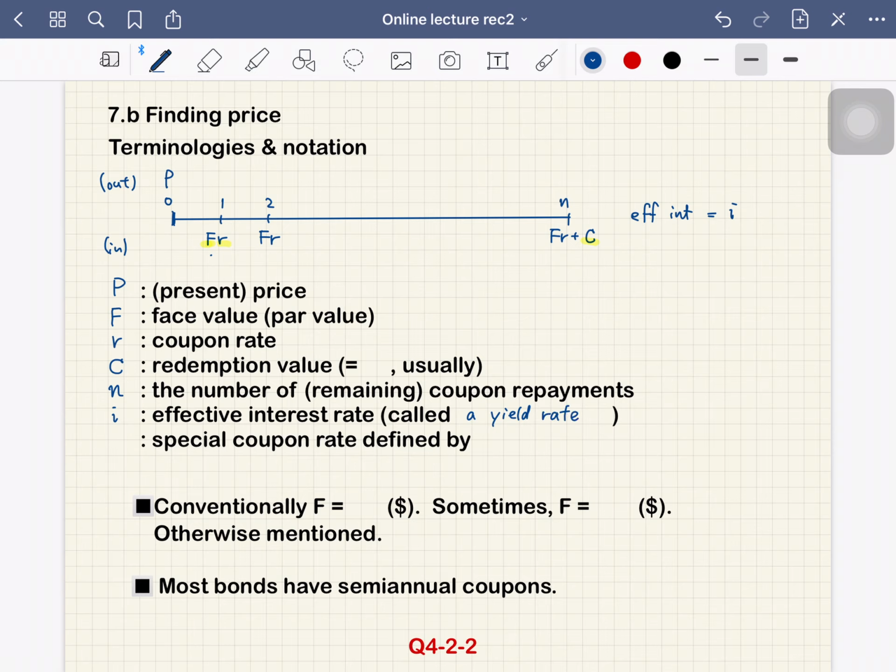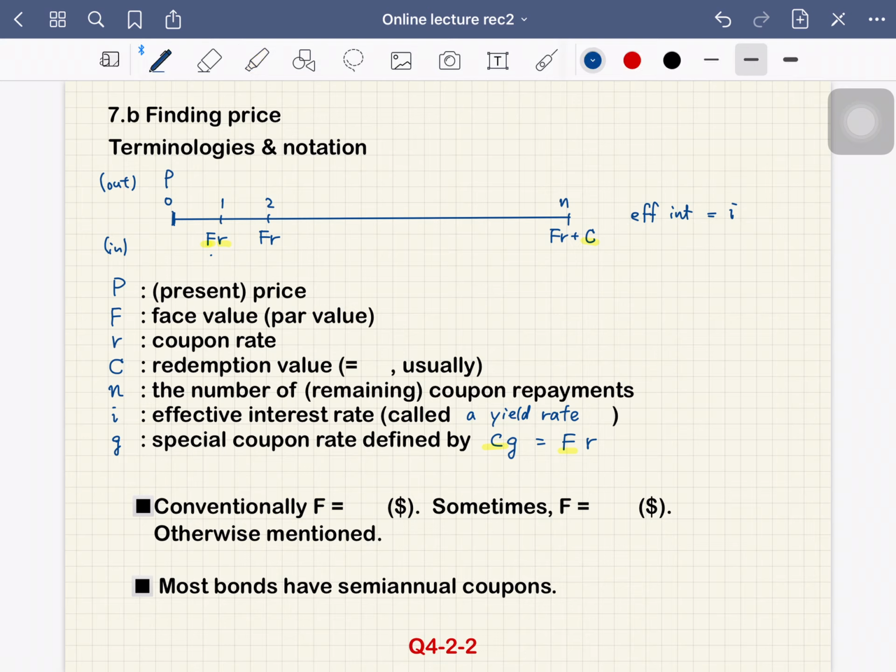And also another interest rate, g, is called the special coupon rate. This is defined by C times g is equal to F times R. So usually the coupon is calculated based on the face value F, but sometimes it's calculated based on the redemption value C. So once you get F, R, and C, then you can get g.